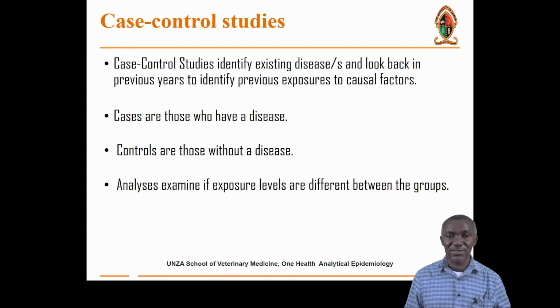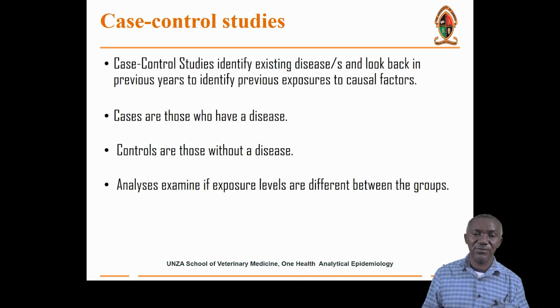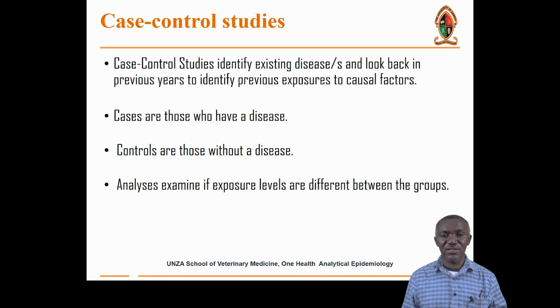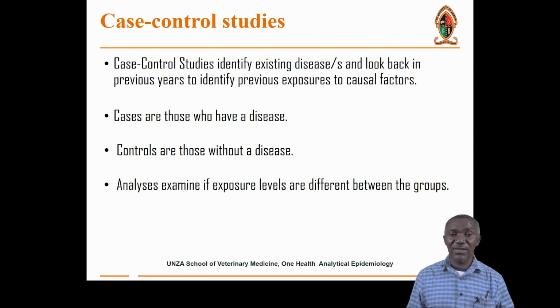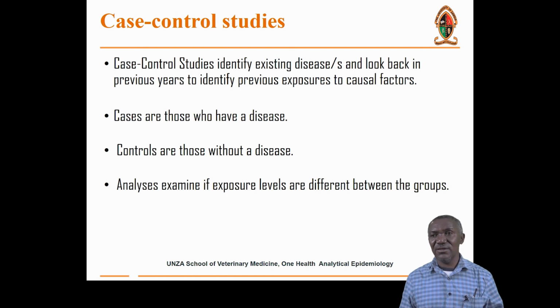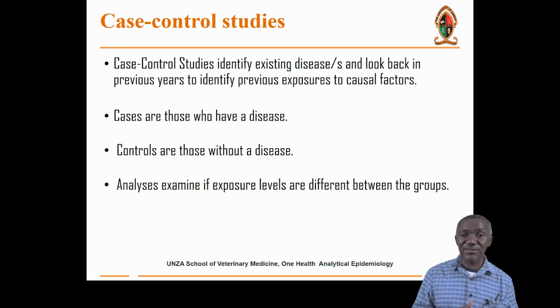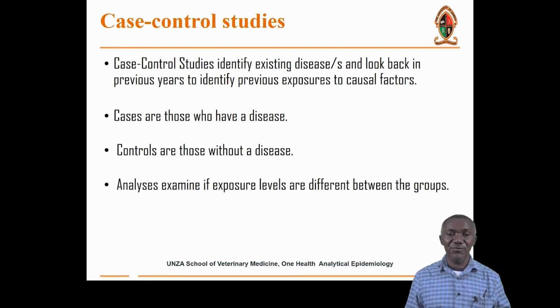The cases, in this case, are the study units with a disease of interest, and the controls are those without. So we are talking about case controls: the cases, those with the condition, and the controls, those without. And then you can now estimate the frequency of exposure among the cases and the frequency of exposure among the controls. Analysis is examined with respect to the exposure status, whether the particular subject has been exposed or has not been exposed.